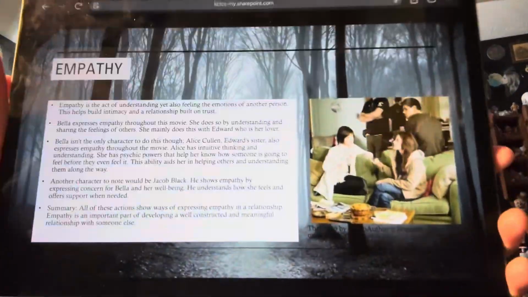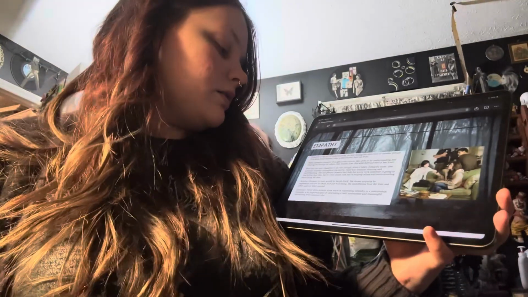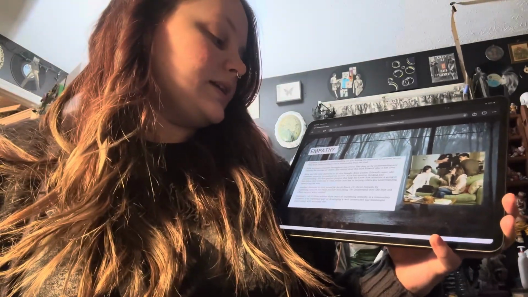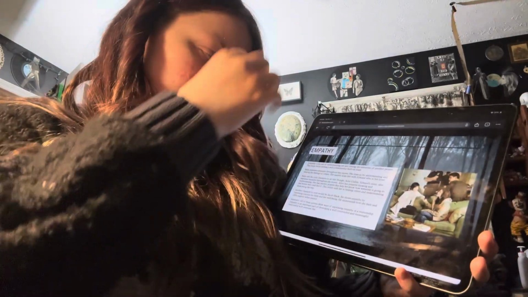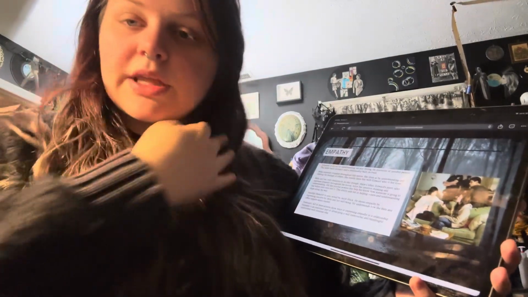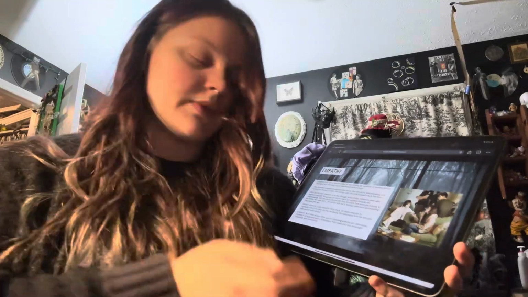Empathy. Empathy is the act of understanding, yet also feeling the emotions of another person. This helps build intimacy and a relationship built on trust. Bella expresses empathy throughout this movie. She does so by understanding and sharing the feelings of others. She mainly does this with Edward, who is her lover.